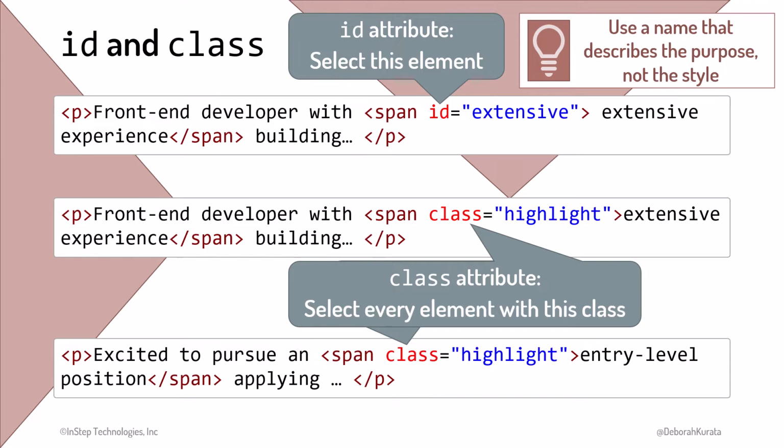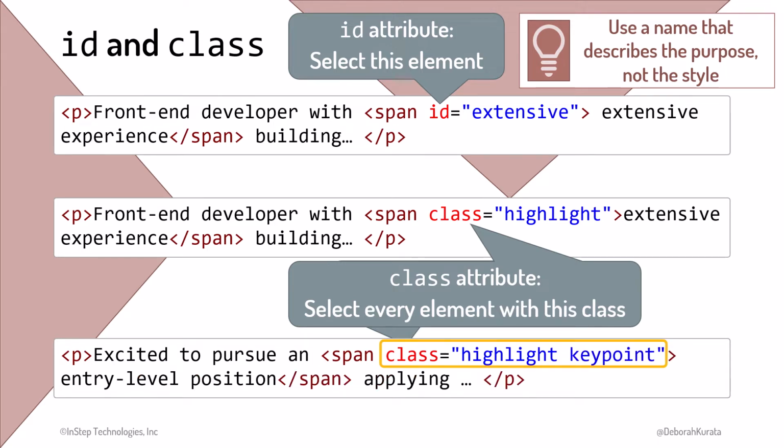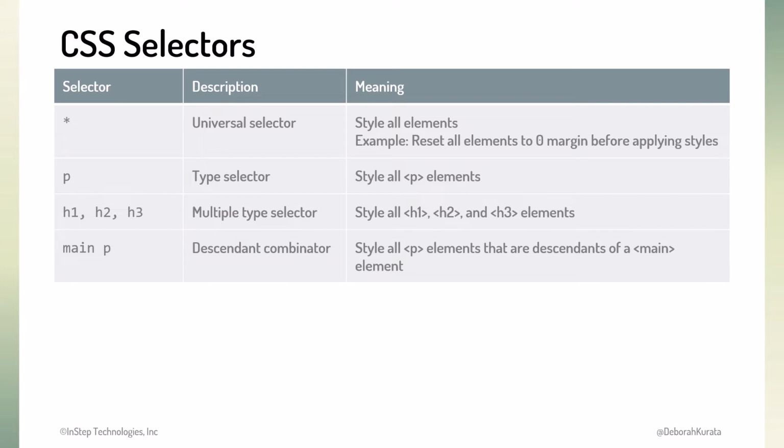The other benefit of using a class attribute is that we can assign multiple classes. We can add multiple classes here, separated with a space. In this example, the span is styled as declared in the highlight and keypoint selector style rules. In prior clips, we covered these selectors. Here are a few more.